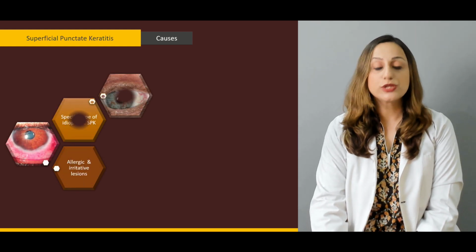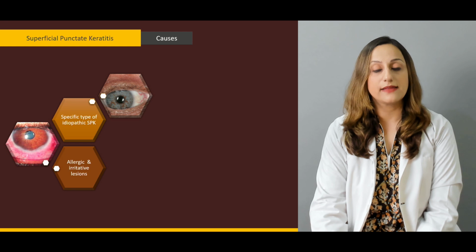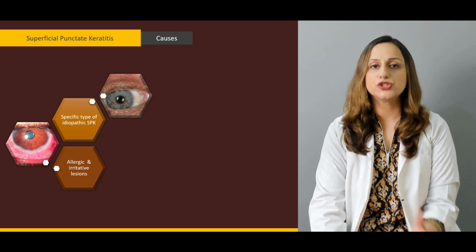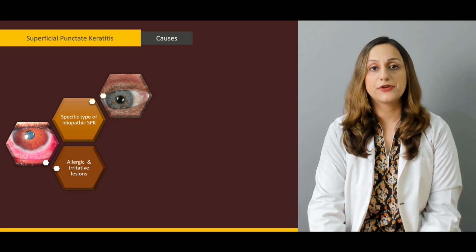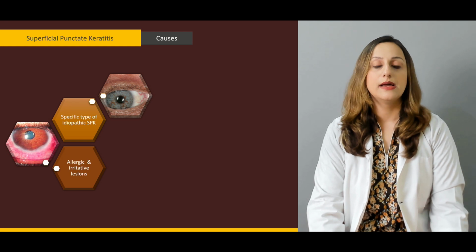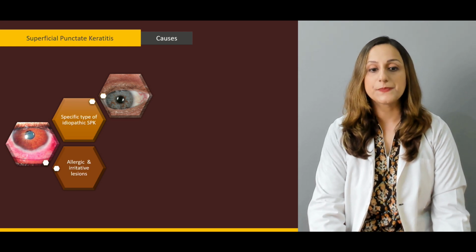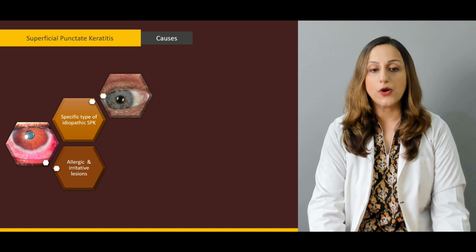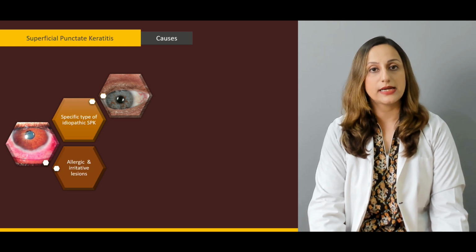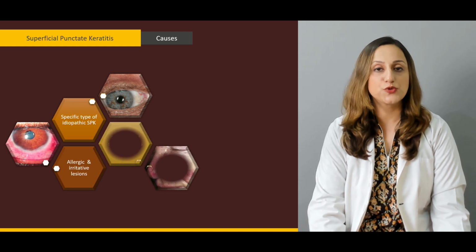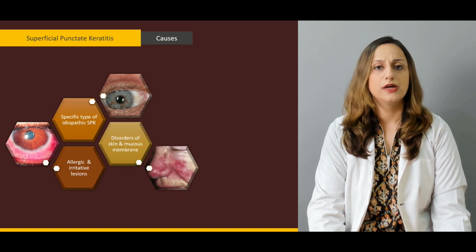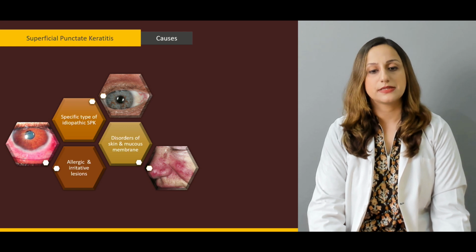The causes of superficial punctate keratitis also include allergic and irritative lesions. A lot of allergies and irritations present in the environment of the patient can even result in this superficial punctate keratitis. There is also the specific type of idiopathic superficial punctate keratitis, in which obviously the etiology is unknown, but the features would be quite similar to any other infective keratitis.